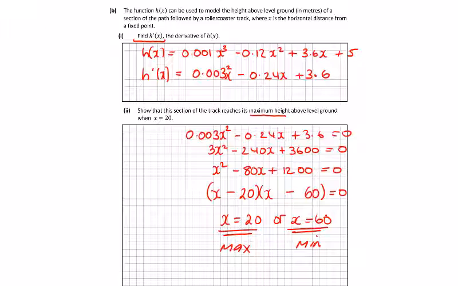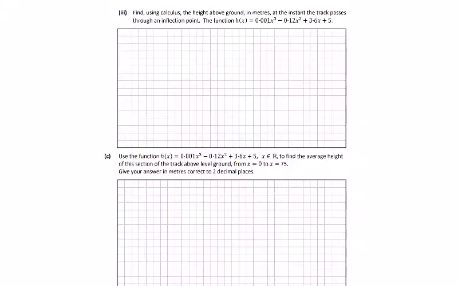So what else are we asked? So the inflection point is this one, the inflection point. We saw earlier x is equal to 40 for the inflection point, the midpoint of those roots. So h of 40, which you have in our table, is equal to 21. So 21 meters is the answer for h of 40.